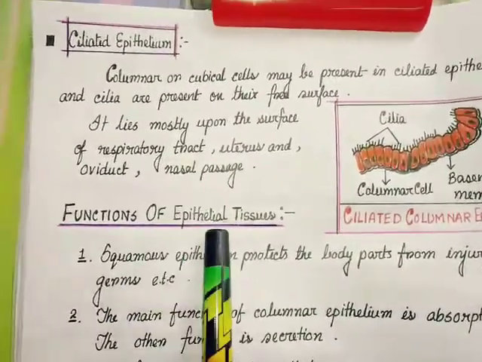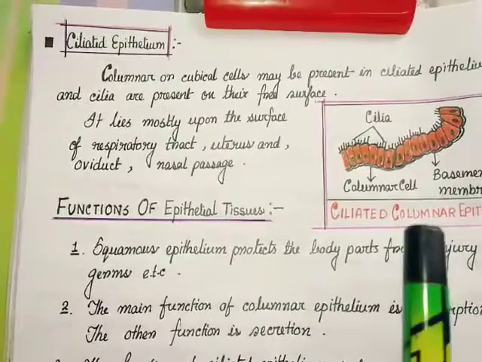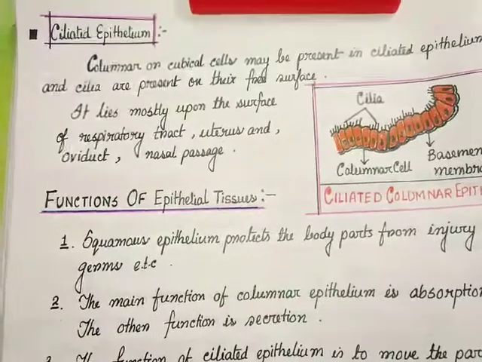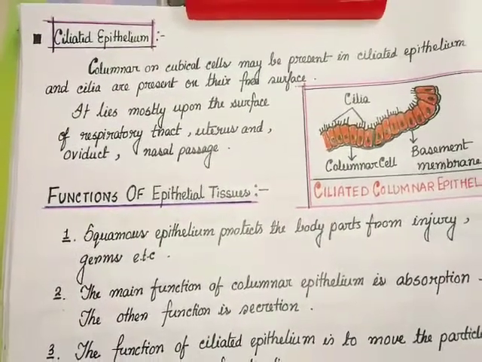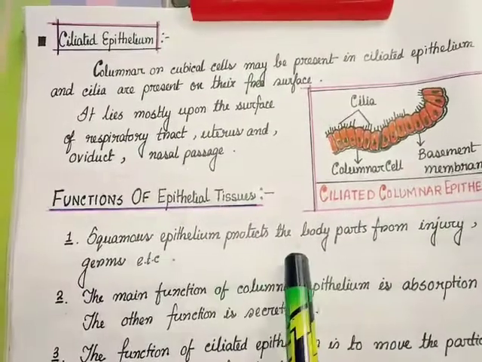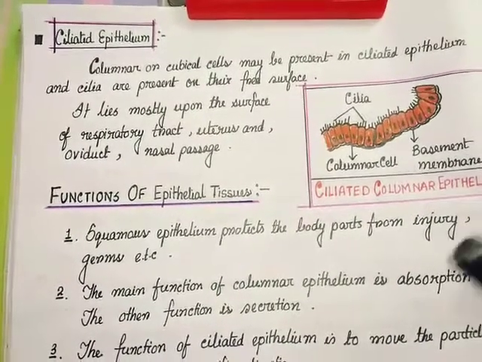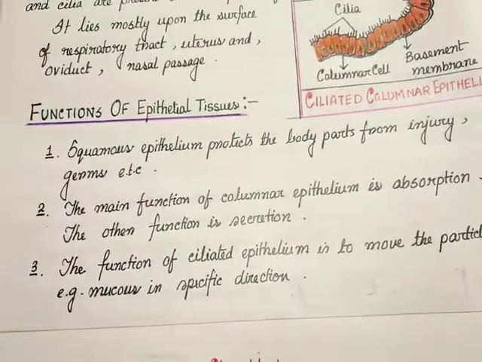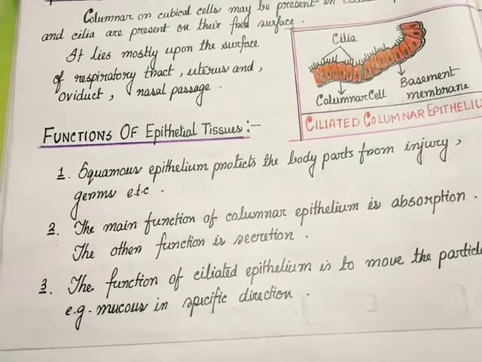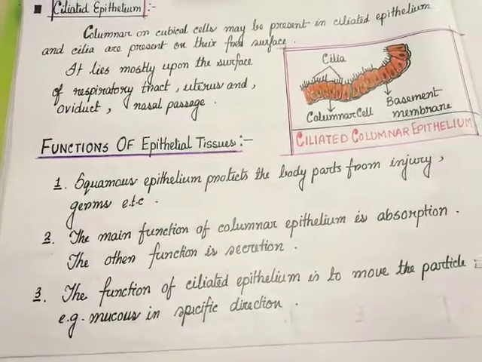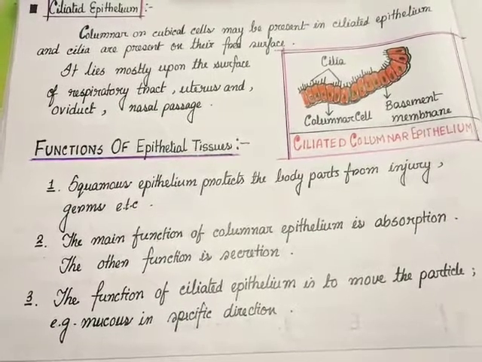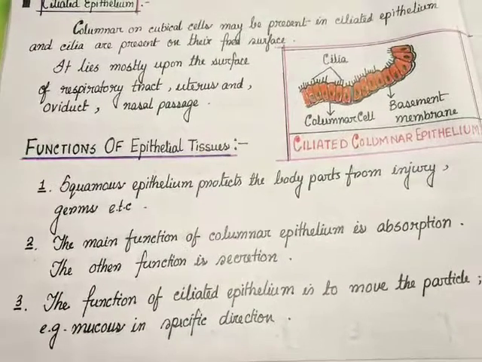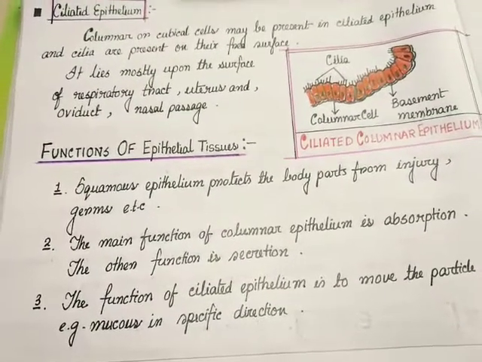Now, these are the functions of epithelial tissues. These are the general functions. Separately, all are given. So if I ask you what is the function of squamous epithelium, you have to write the first point only. But if I ask you to write the functions of epithelial tissue, then all the 3 points you have to write. Now, squamous epithelium protects the body parts from injury and germs. Next one, the main function of columnar epithelium, as I said already, is absorption, and the other function is secretion. The function of ciliated epithelium is to move particles, for example mucus, in a specific direction.